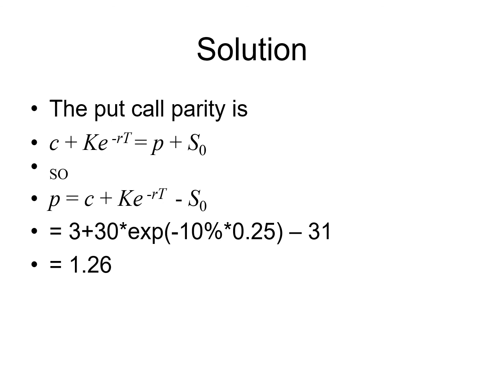Solution. The put-call parity is C plus K e^(-rT) is equal to P plus S. From this put-call parity, the put price is equal to C plus K e^(-rT) minus S. And we plug in all the relevant numbers, we find the put price should be $1.26.